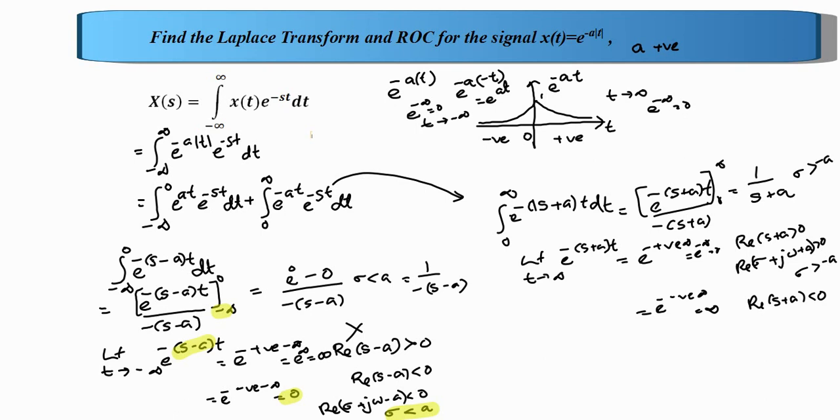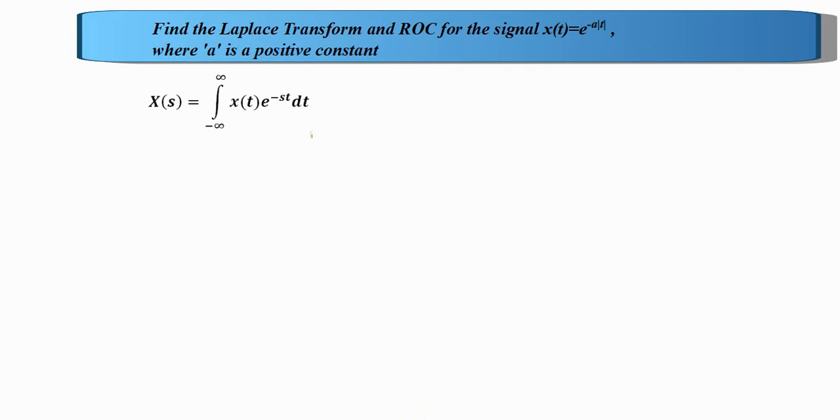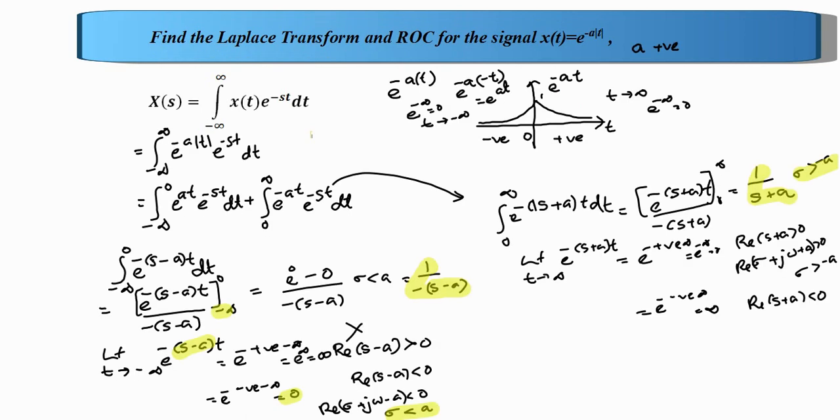So you will get two equations. One answer is 1 by minus s minus a, and another one is 1 by s plus a for sigma greater than minus a. Now we'll conclude based on this ROC, one at minus a and another one at a. From the previous page you can see that one signal is 1 by minus s minus a, and the second one is 1 by s plus a.